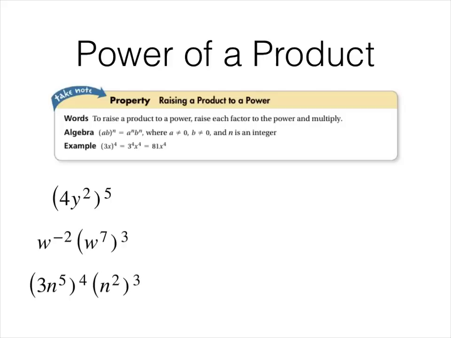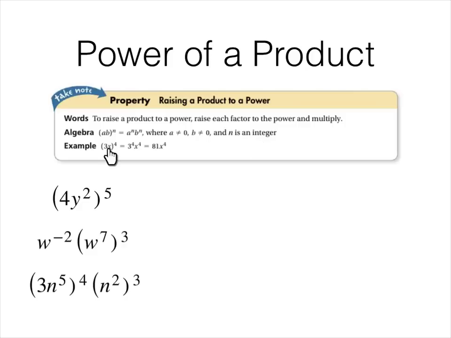Okay, so power of a product. Take a look right here. There's a product. The whole thing is being raised to this power. So each factor in the product gets raised to that power. So this one doesn't really have a shortcut. This is just a good rule. Again, a and b can't be zero, n is an integer, and again, dirty little secret, it still works if n is not an integer. You just don't learn that until algebra 2.